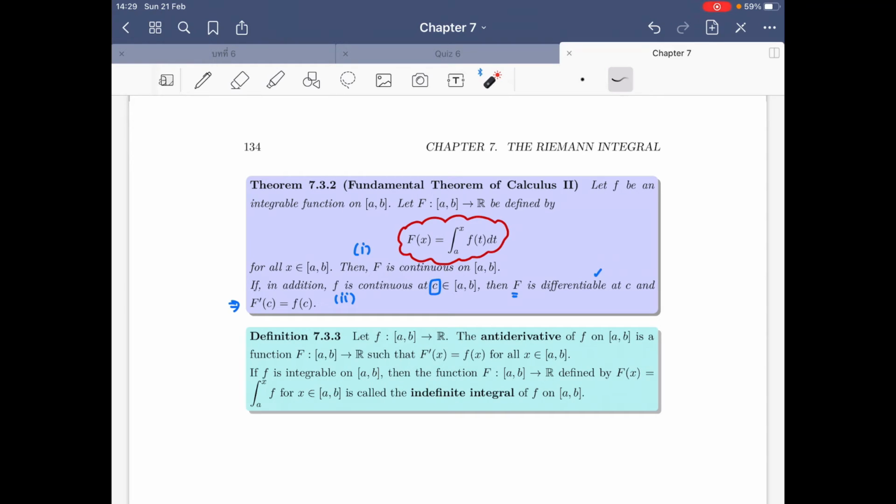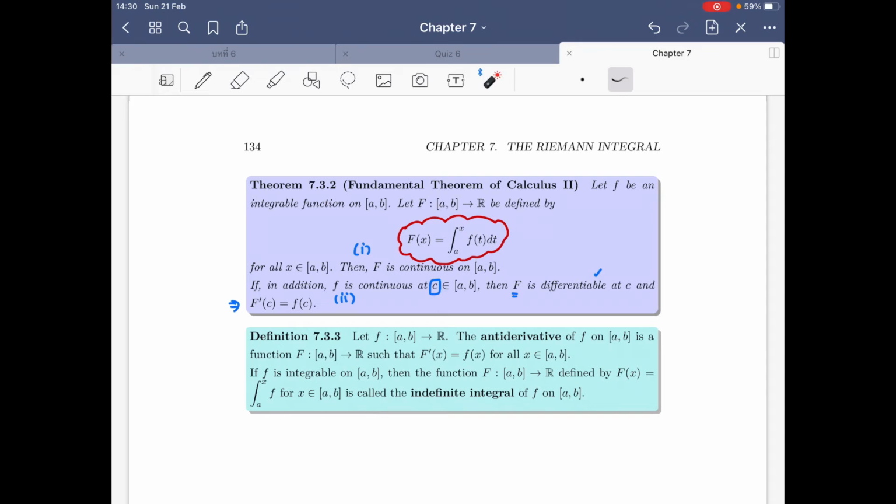If small f is integrable, then the function capital F, which is defined by the integration from a to x of the function f, whenever x is in this closed interval, is called the indefinite integral of the function small f on this closed interval a to b.